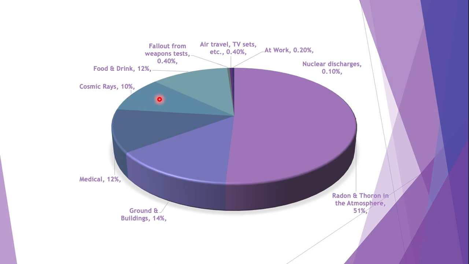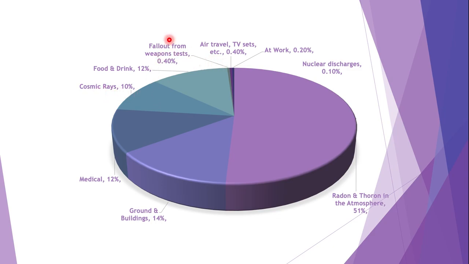Cosmic rays are only 10%, as you can see, because most of these are stopped by the Earth's atmosphere, so they're pretty much lessened down. Then we have food and drink, which is 12%. I should have mentioned food and drink first, because cosmic rays is less than food and drink. Medical and food and drink are equal, they are 12%, and cosmic rays are 10%.